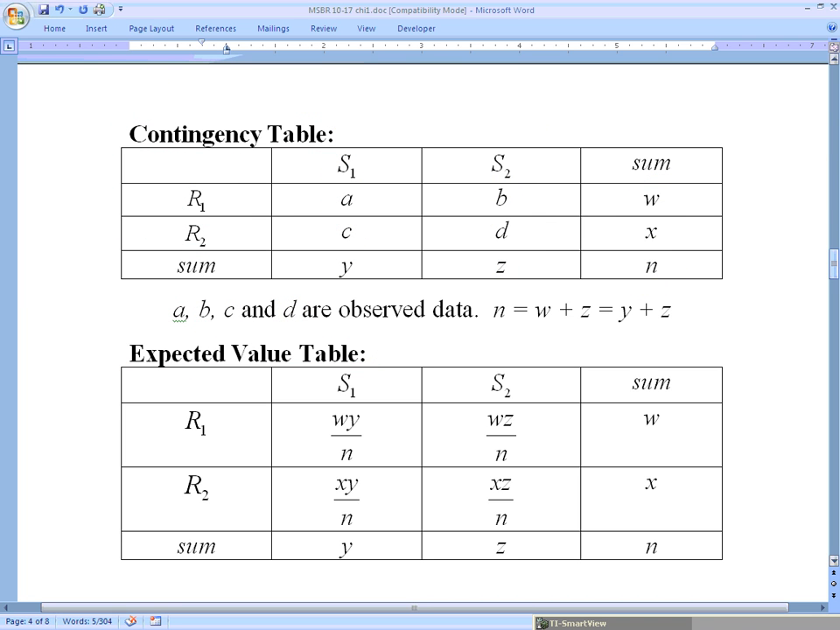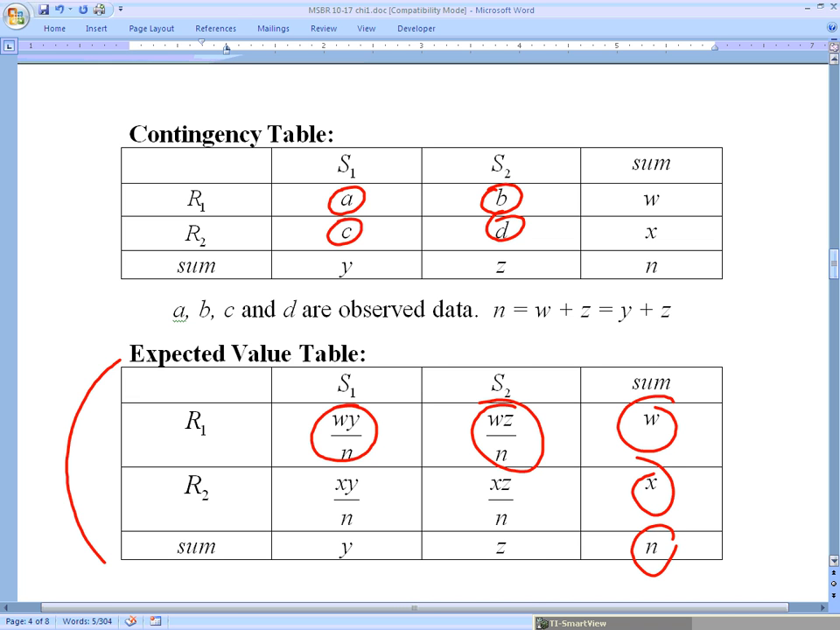So now we've got this stuff. Again, A, B, C, and D were the numbers, the original observed data. Y, Z, W, X, and N are just totals. If you look at our expected value table, take a moment and look. Do you see A, B, C, and D there anywhere? Anywhere on this expected value table? And the answer is no. They're not used. All that's used are W, Y, N, W, Z, N, W's, N's, X's. These were all the variables that were in the totals in the first place.